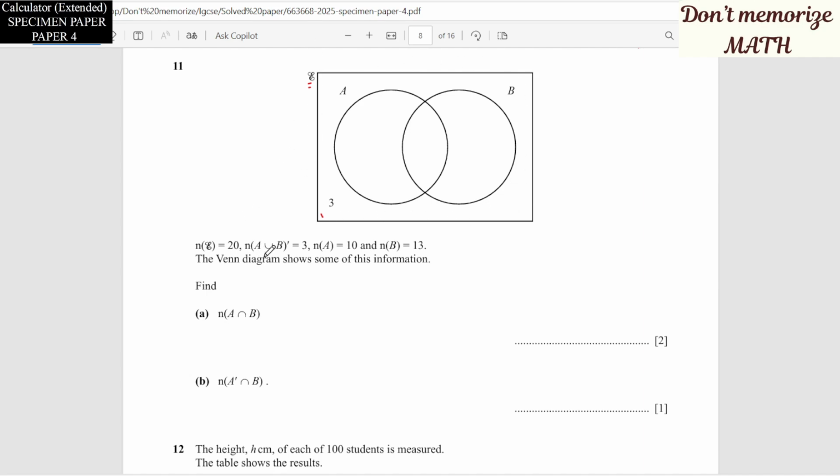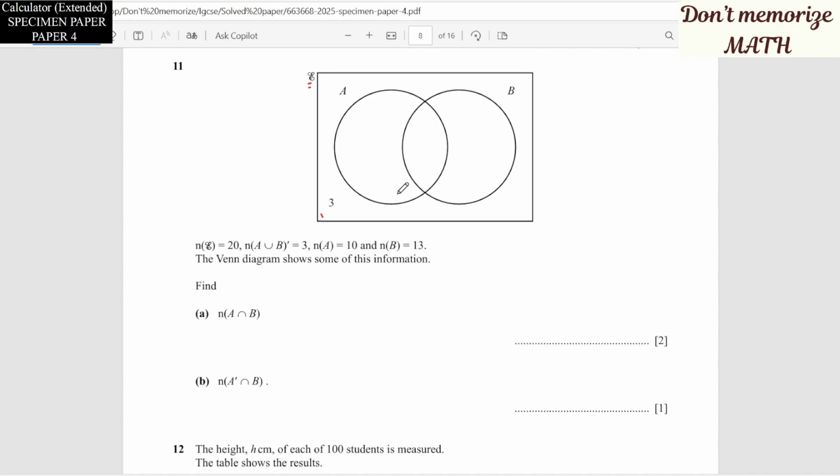Okay, n of A union B whole complement is 3. That is already mentioned here. N of A is 10. That means in the A circle you have 10 elements. N of B is 13. In circle B you have 13 elements. The Venn diagram shows some of the information. Find n of A intersection B.